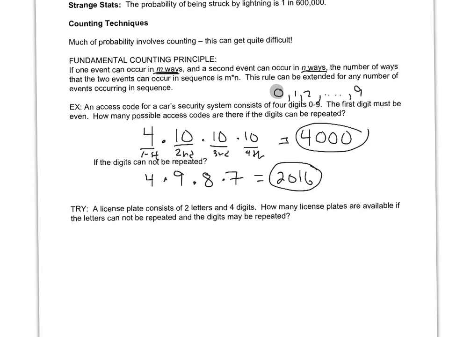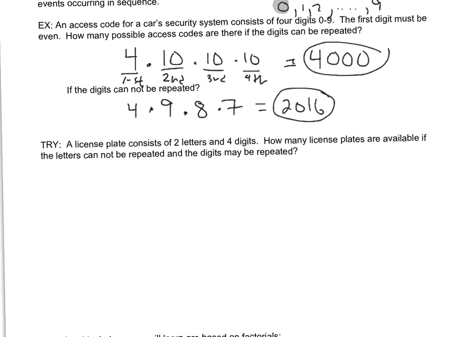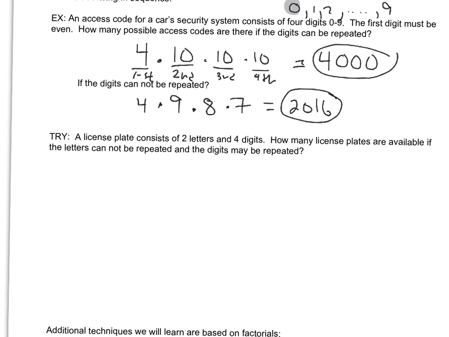Okay, so let's try one more. A license plate can contain 2 letters and 4 numbers. How many license plates are available if the letters cannot be repeated and the digits may be repeated? So we have 2 letters, letter, letter, and then we have 4 numbers. I'm just going to see how many different possibilities there are for this code.